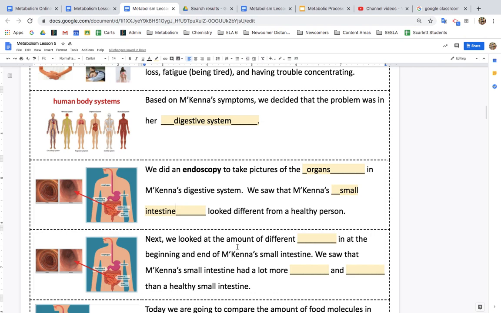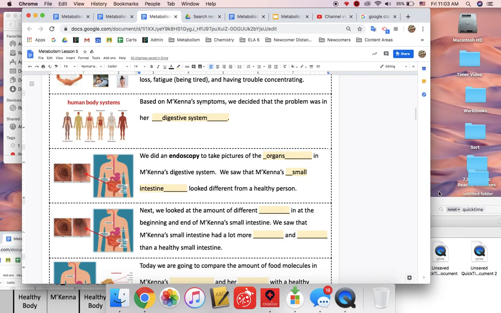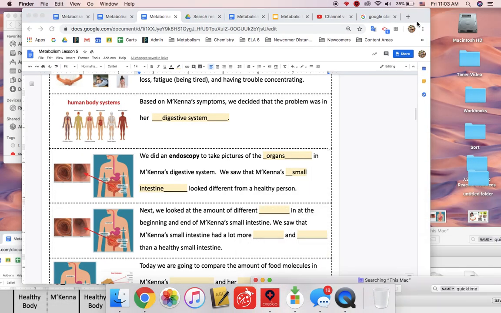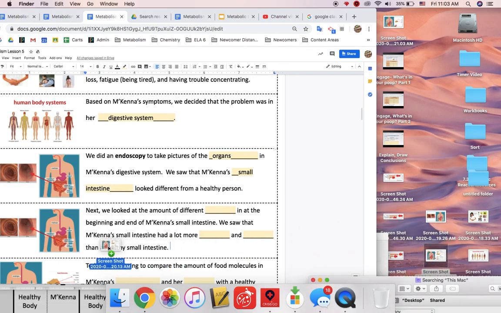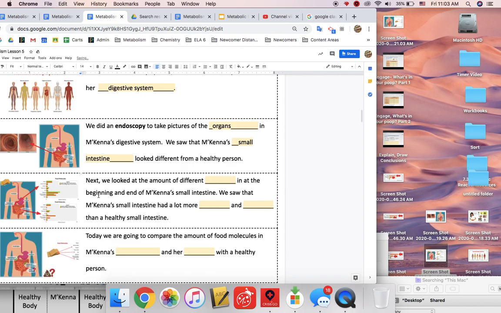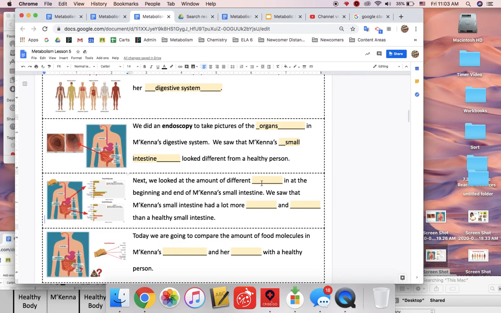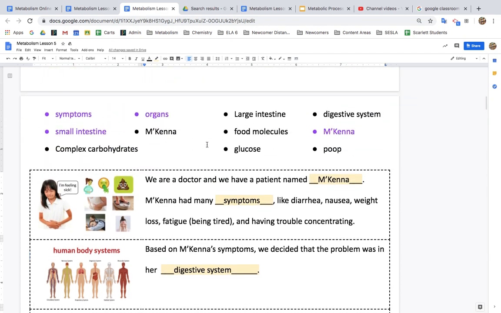Next, we looked at the amounts of different blank in the beginning and end of McKenna's small intestine. What did we look at? We looked at the images of her blank. Let's make sure we've got the right picture in here. That will help us. We looked at the amounts of different food molecules. Food molecules. All right, so now we've used that one.